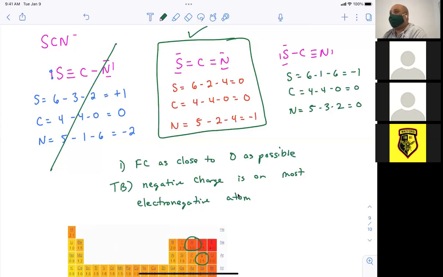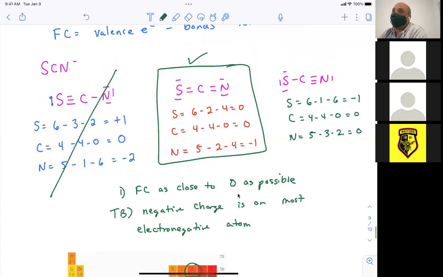Oh, that has to be given to you. Oh, if you add up all the formal charges? Oh, you have to be told that. Like, they won't just say SCN and you have to know it's minus. They would tell you the formula has a negative charge in it.